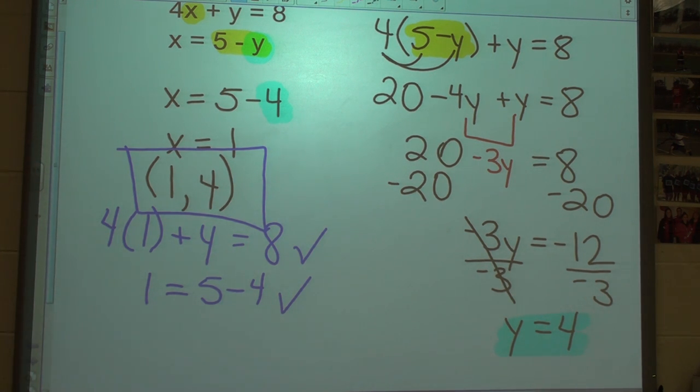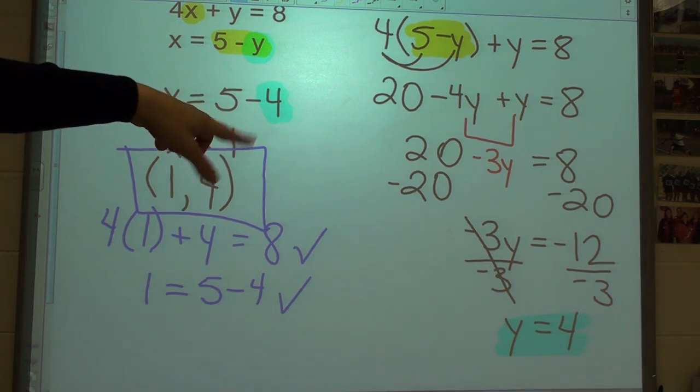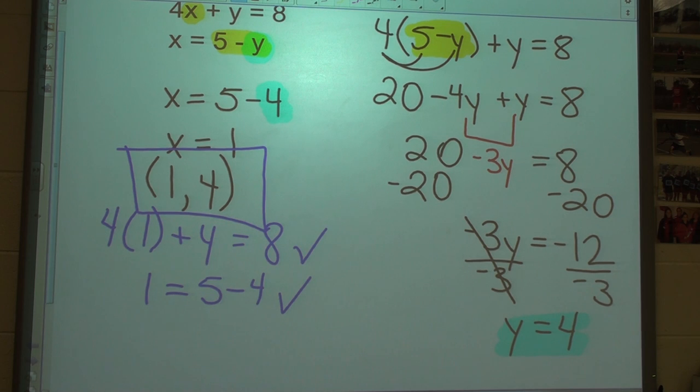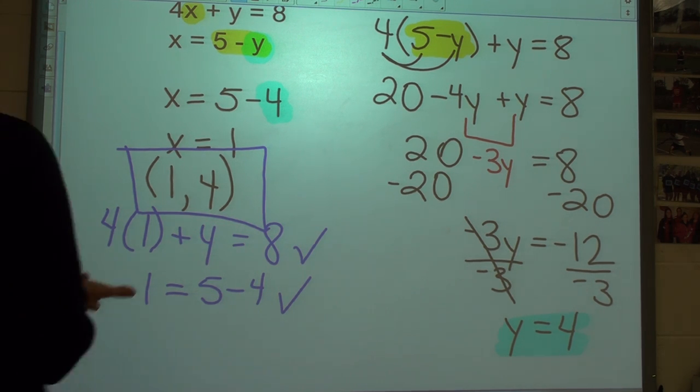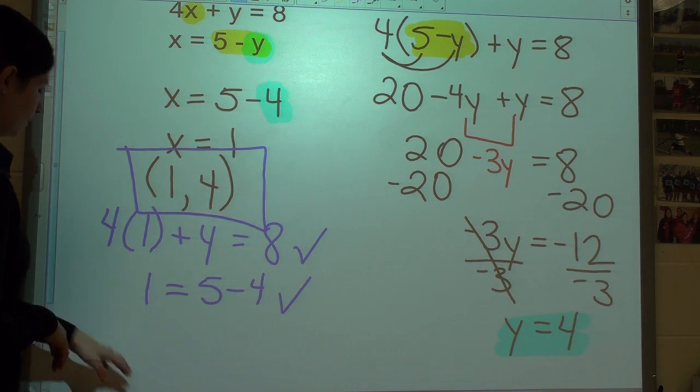It's important to make sure you always go back and check your work with systems of equations, because sometimes you'll make a mathematical error in the first part, and when you go back and substitute both of them back in, that's when you'll find out where your error is. So let's do another one.